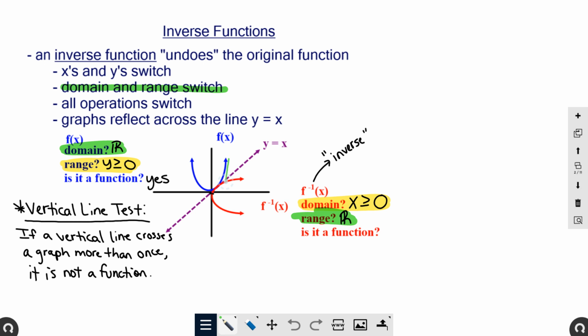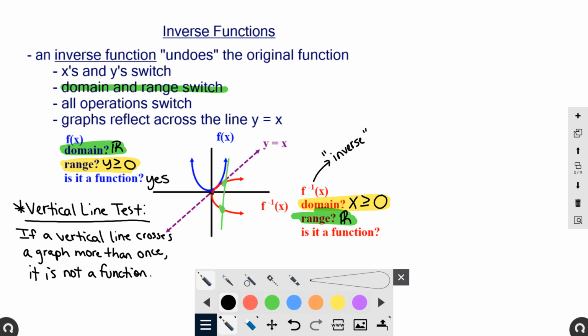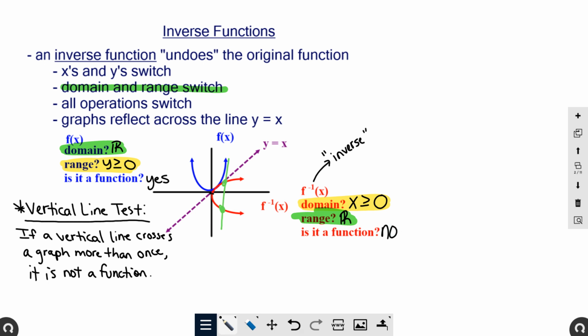No, it is not, because if I put a vertical line right here, it hits the graph twice. And if it hits more than once, we say no. So what we're going to look at next is 4 different types of looks at functions. And we're going to determine the domain and the range of the original, domain and range of the inverse, and then decide if that is a function or not.